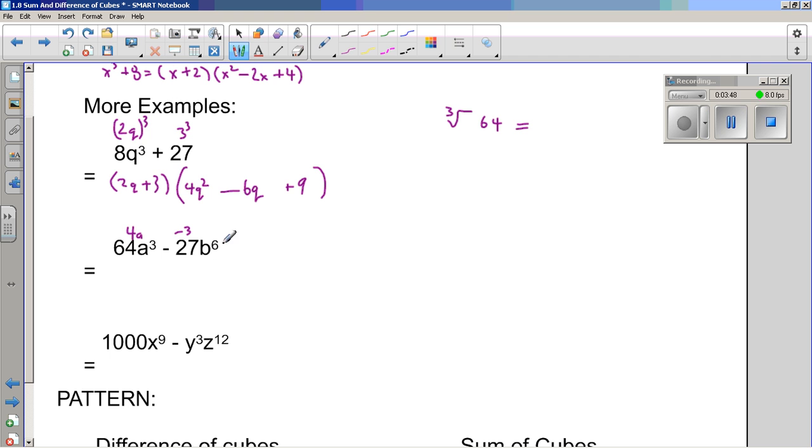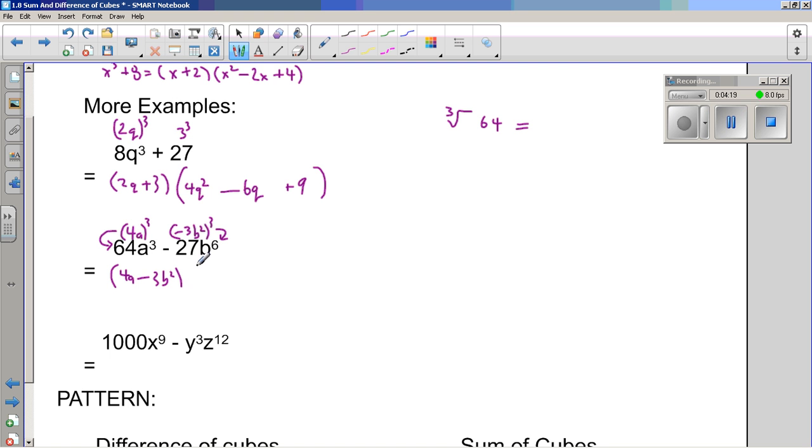Now, watch the exponents here. What's the cube root of b to the exponent 6? Oh, that's b squared, isn't it? Cube root of that is that. And I could think of, well, is this true? Is that the cube root? If I cube these things here, does that work out? Yeah, it does, because b squared all cubed, exponent rules, is b to the 6. And so what's the first term in this factoring? 4a minus 3b squared.